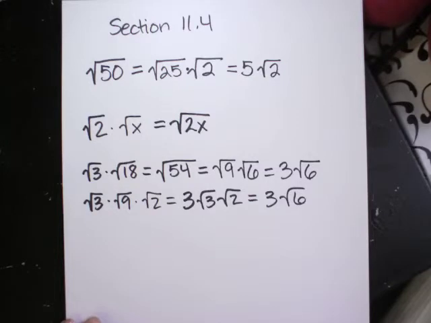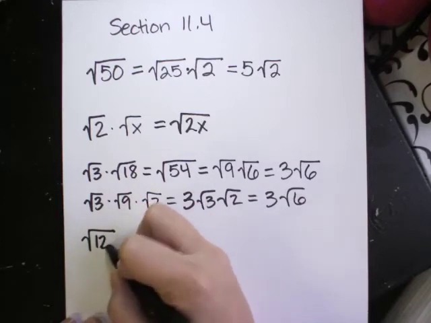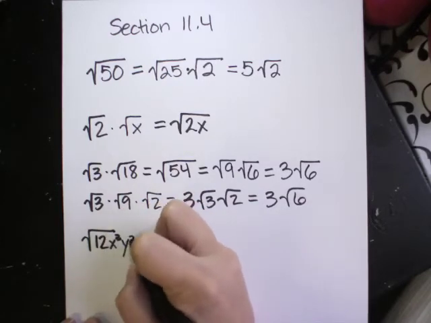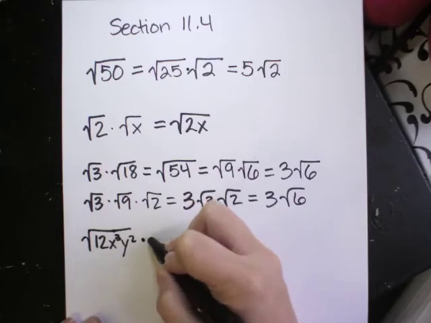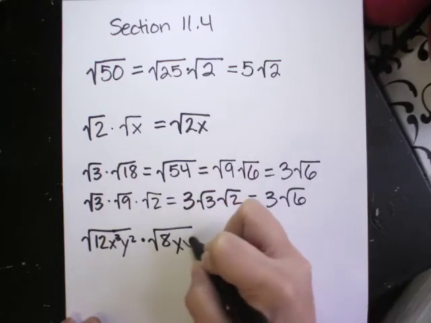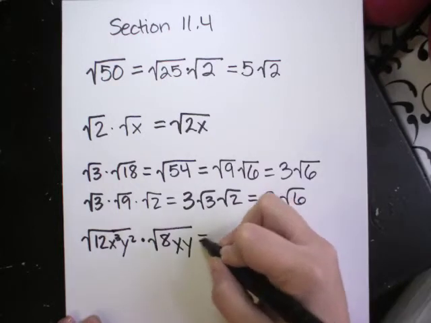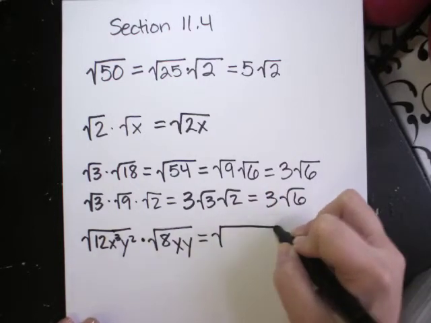Moving on. Let's do a bigger one. Square root of 12x to the third y squared times the square root of 8xy. We want to multiply first. So what is my new radicand going to be when I multiply everything together?